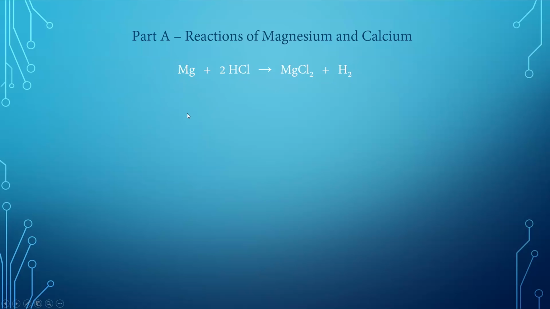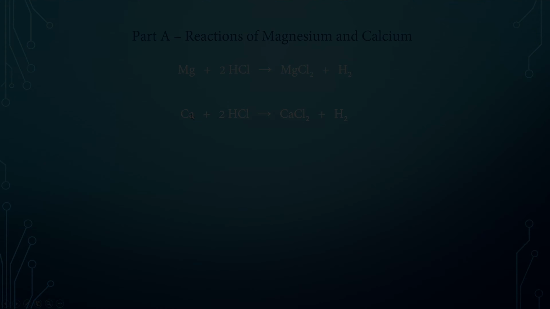hydrogen. We'll then do a second similar reaction with calcium, which will make calcium chloride and hydrogen. Now you probably noticed that these reactions look very similar. Both magnesium and calcium have two chlorides, and in each case, two molecules of hydrochloric acid are required. That shouldn't be too surprising, because magnesium and calcium are in the same group, so we would expect their reactions to be similar to one another.